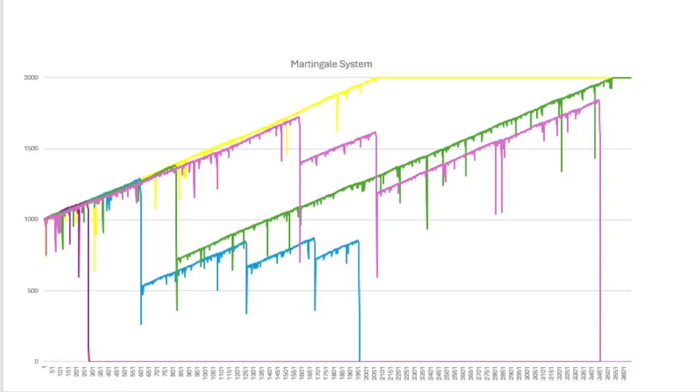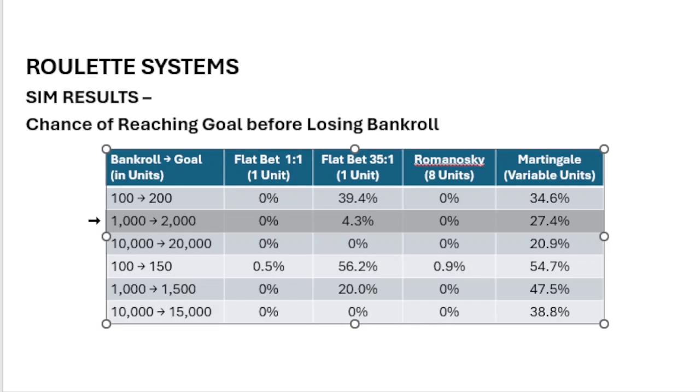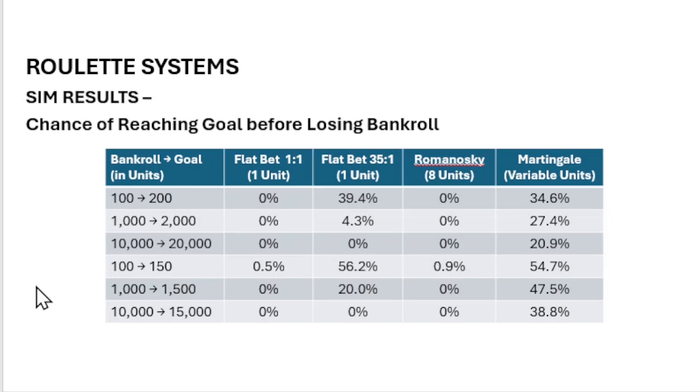Well, let's go ahead and summarize what we've learned here with the sim results and the computer kind of telling us what's likely to happen to our bankroll with these various systems. What I've been showing you with the graphs is really this 1,000 to 2,000 line here. That is what I've been showing you in the graphs. But I decided to run a few other simulations as well, just because I think that they're interesting.